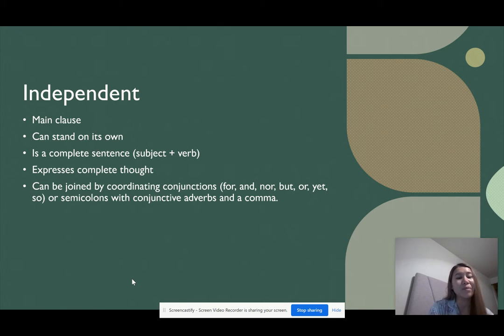It can be joined by a coordinating conjunction: for, nor, but, yet, so, FANBOYS. Don't forget that FANBOYS: F for, A and, N nor, B but, O or, Y yet, and S so. So FANBOYS, and also semicolons with conjunctive adverbs and a comma.